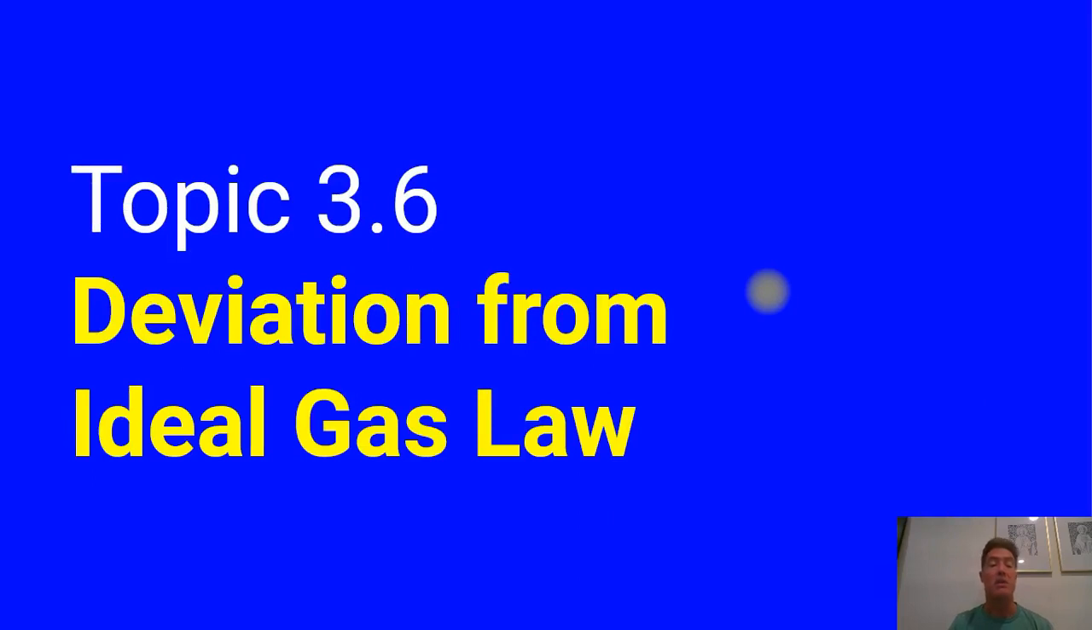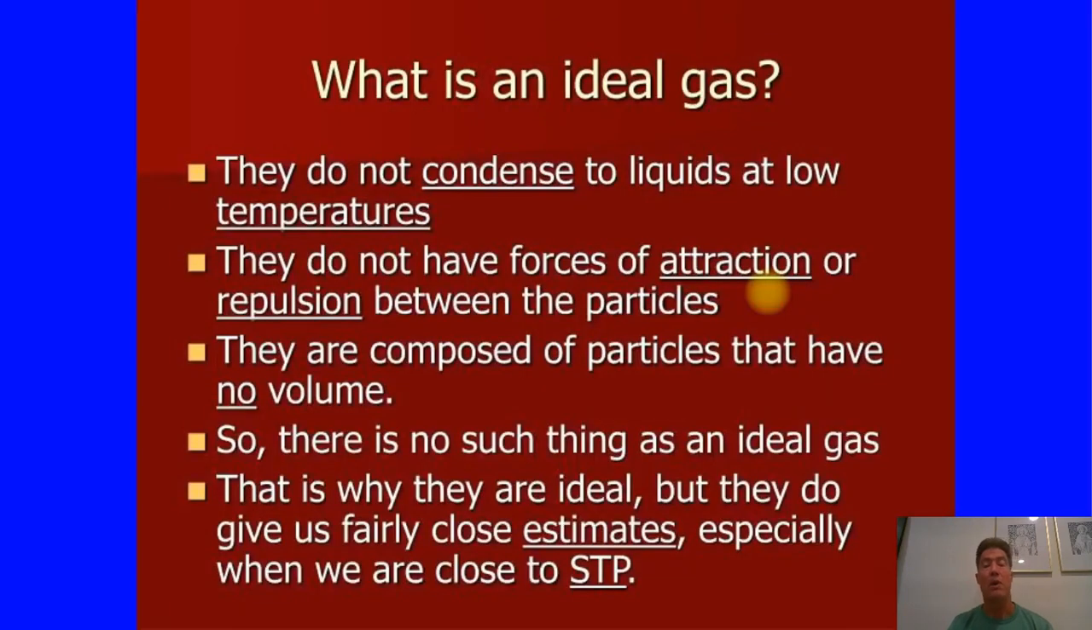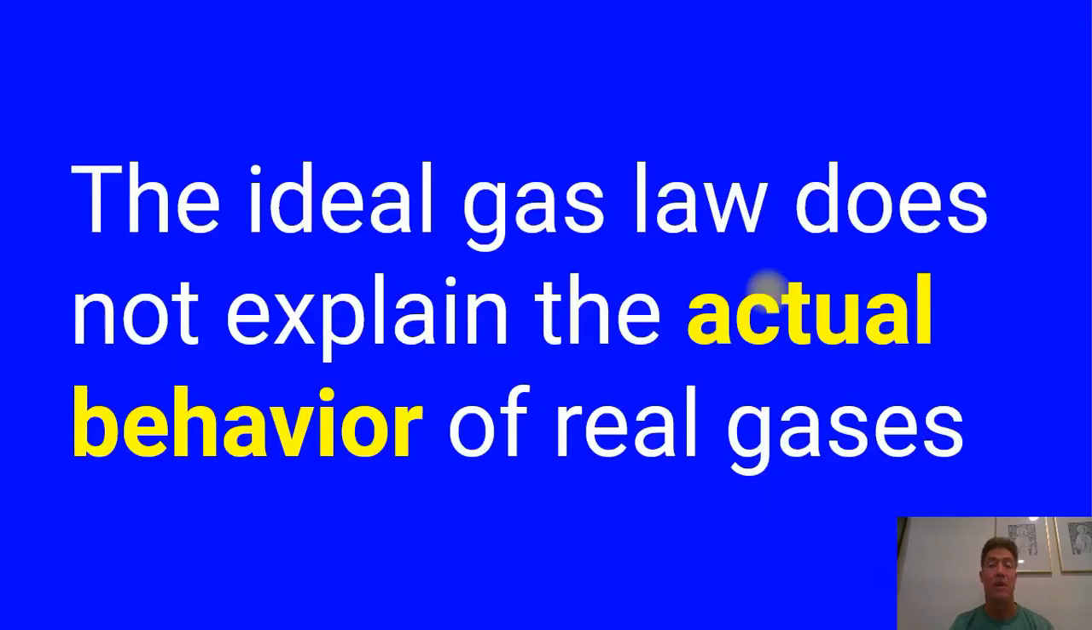Now let's look at deviations from the ideal gas law. Remember, what is an ideal gas? Well, it's a gas that will not condense at low temperatures. It's a gas that has no forces of attraction or repulsion between the particles. They are particles that have no volume. So obviously, an ideal gas does not exist. But at standard temperature and pressure, we get pretty close estimates when we look at real gases. They're fairly close to ideal.